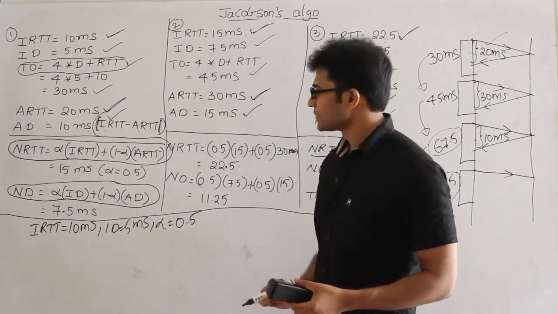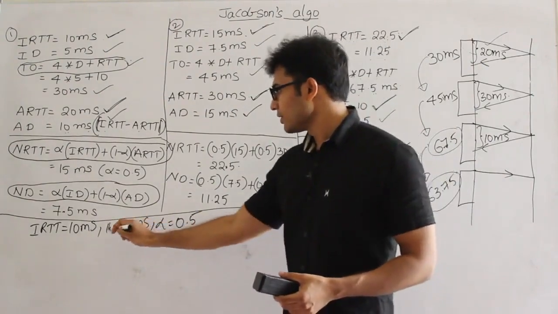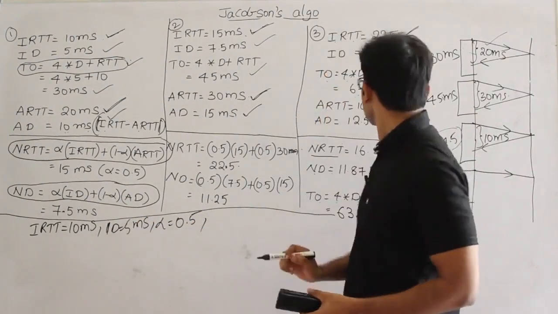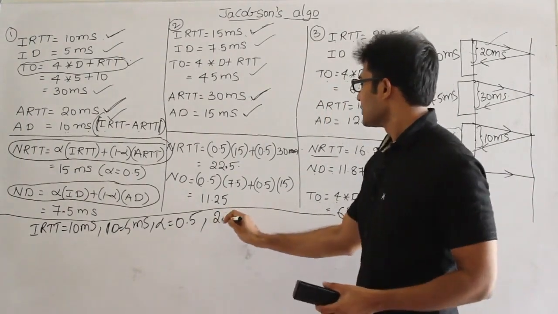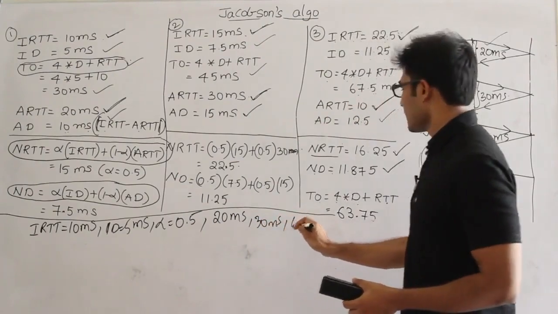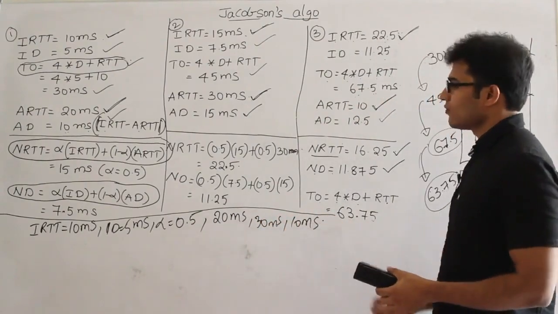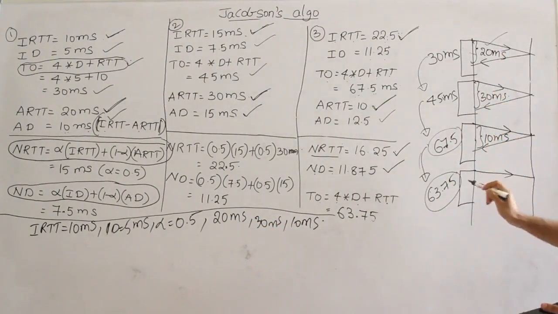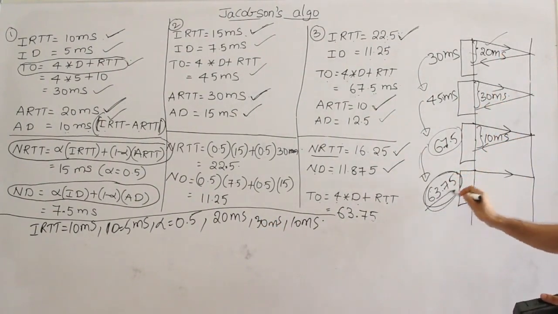They'll give you all this, and then they'll say the successive acknowledgements for the next 3 packets arrived in 20 milliseconds, 30 milliseconds, 10 milliseconds. Then what is the timeout for the 4th packet? 1, 2, 3, 4th. What is the timeout for the 4th packet? They will ask you such a question.